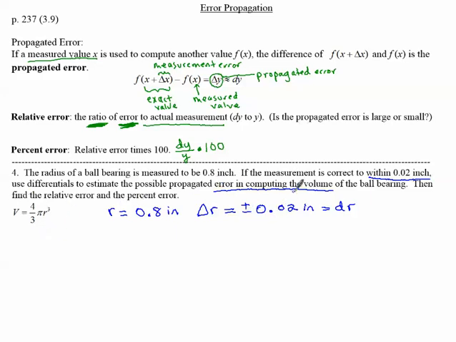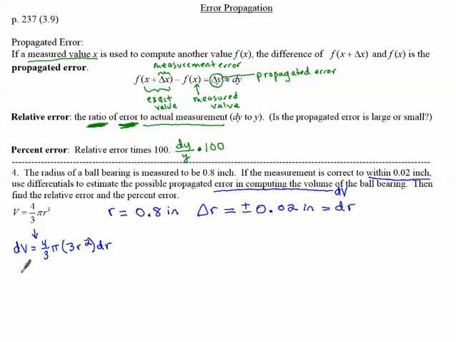How do we find the error in computing the volume? Well, that means we need dV. Here's the volume of a sphere equation. We'll take the derivative of that. dV equals 4/3 pi is our constant multiple. The derivative of r cubed is 3r squared times dr.